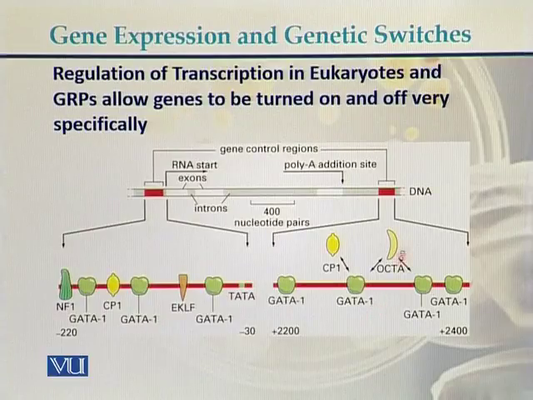On the other hand, here we can see that this is also a gene control region, starting from 2000 base pairs away from the poly A tail up to 2400 nucleotides. There are also regions or proteins that bind to the sequence of the DNA that control the transcription.